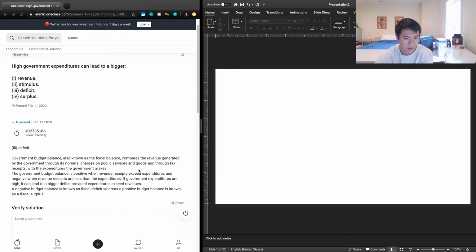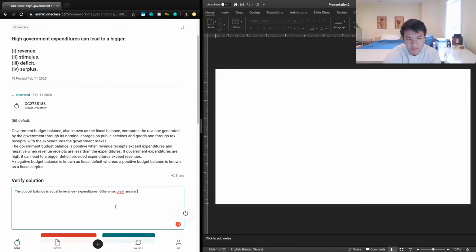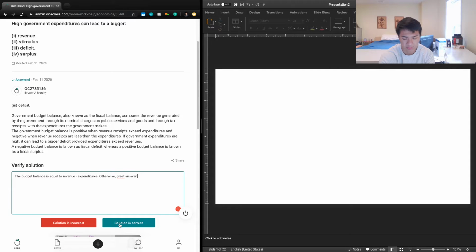A negative budget balance is known as a fiscal deficit, whereas a positive budget balance is known as a fiscal surplus. Yep, and we can clarify one thing, just to make it absolutely clear: the budget balance is equal to revenue minus expenditures. Otherwise, great answer. We wanted to clarify that relationship just to make it super clear, but other than that, this is a spot on answer, and we find no problems with it. So we're going to mark that correct, and we can move on to the next answer.